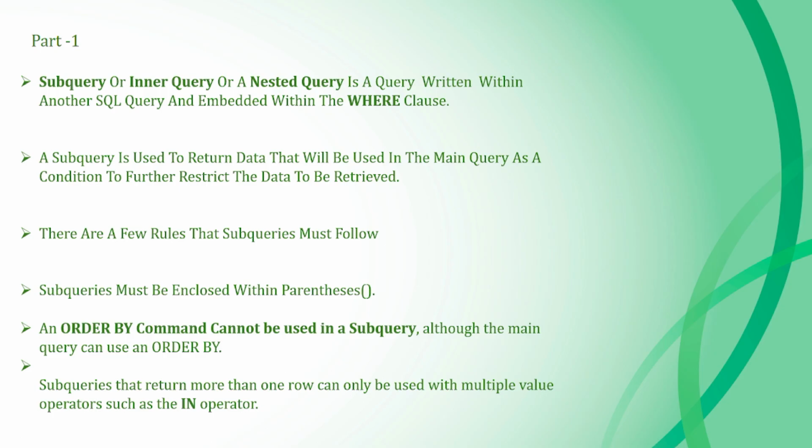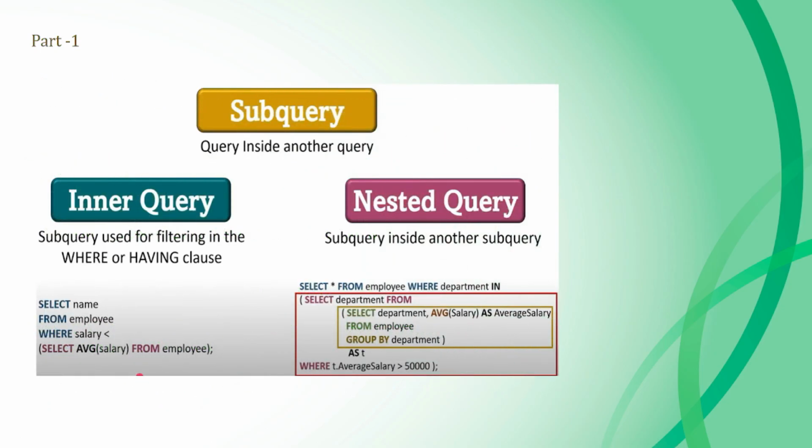And now let's understand the chart. Here I have divided subquery into two parts, inner query and nested query. So let's first talk about inner query. Whenever we talk about inner query, a subquery is used for filtering in the where or having clause. Here you can see I have taken a very simple example where I select name from the employee table where salary is less than the average salary from the employee table. This example we will definitely see in practical.